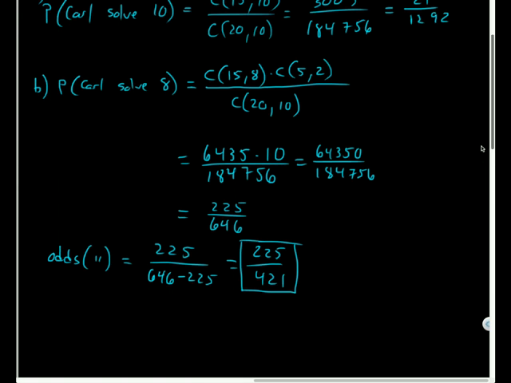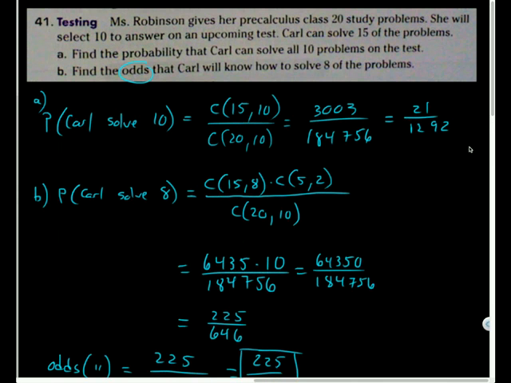Now, I could ask interesting questions of, for instance, what is the probability Carl gets at least 8 right? And then what I'd have to do there is add the Carl getting 8 right, Carl getting 9 right, and Carl getting 10 right, add all of those probabilities together to answer that question. But we'll talk about some problems like that in future videos.